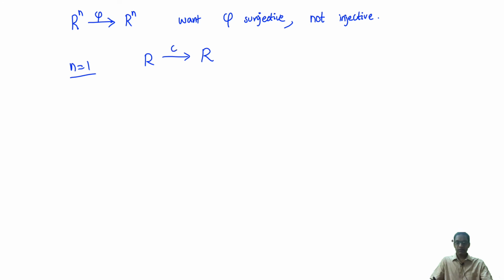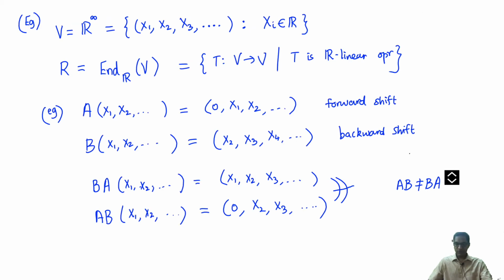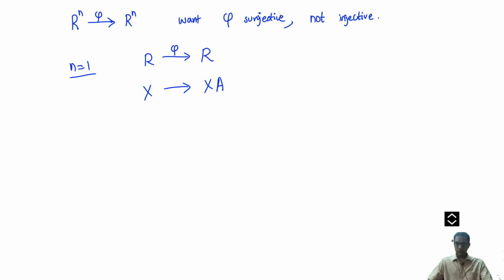Now let me construct a map phi as follows. The definition is the following: each x in R, each endomorphism of this infinite dimensional vector space, I map it to xA. Remember, A is the forward shift operator. So each x is mapped to x composition A. This is my map. This is an R-linear homomorphism.